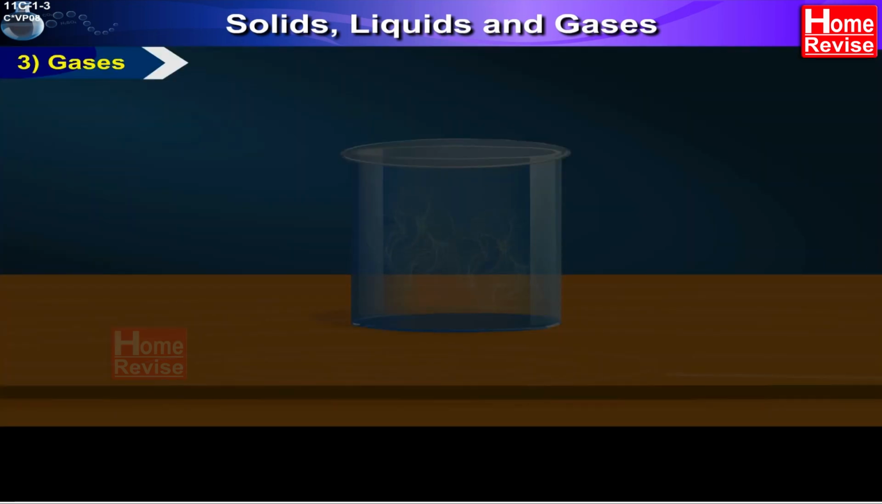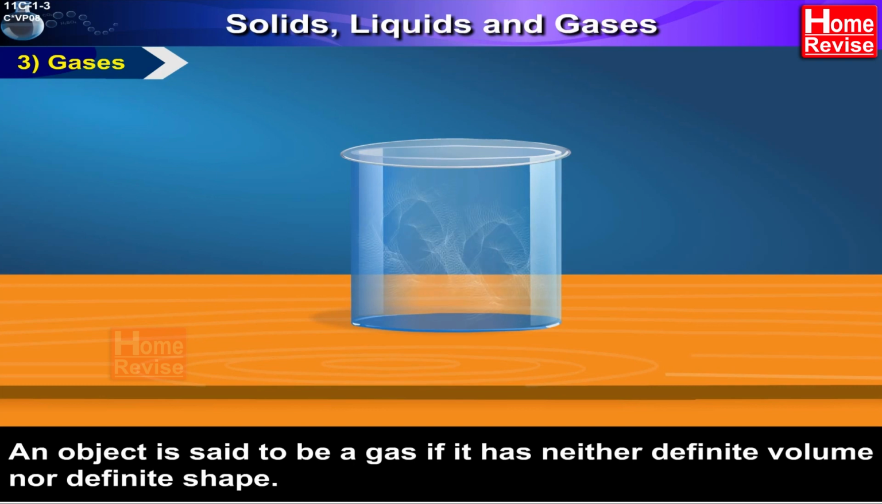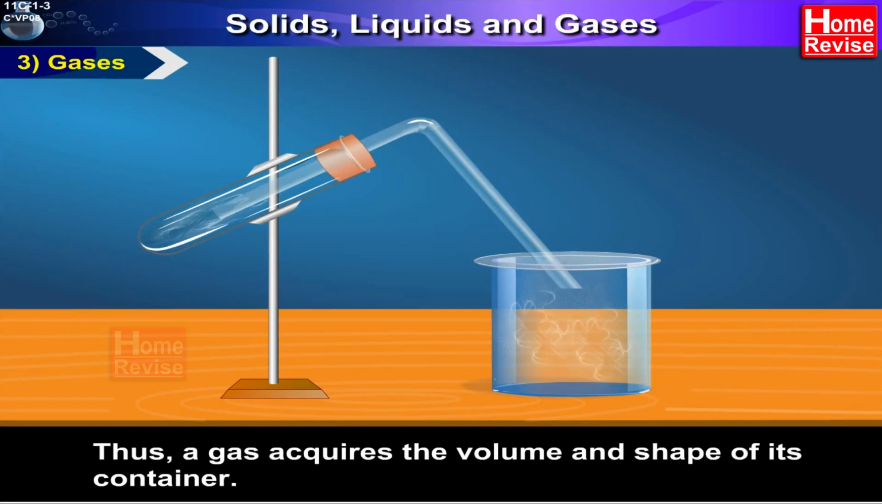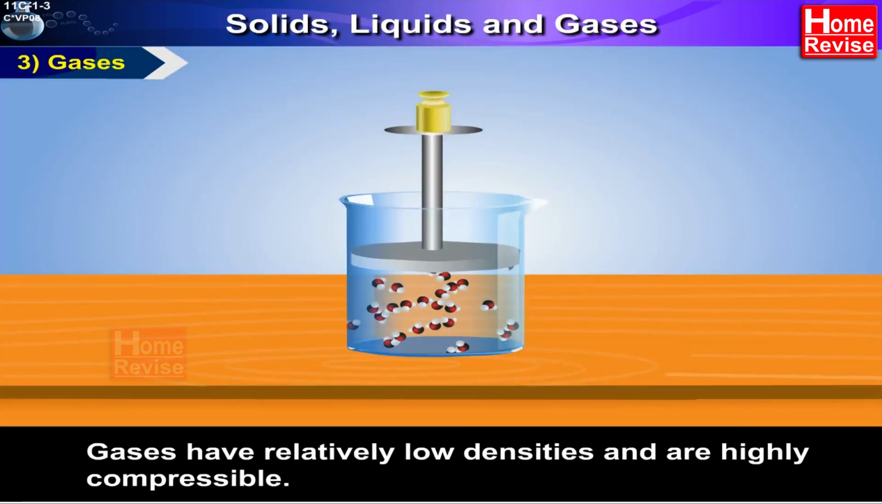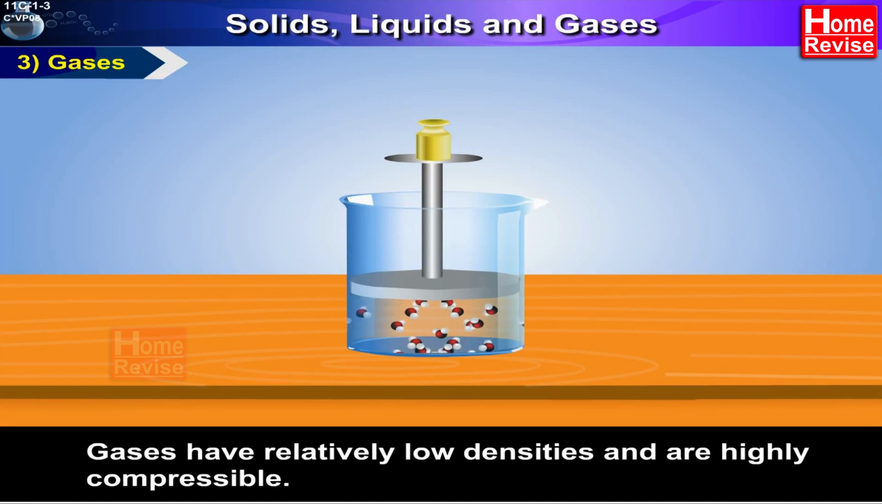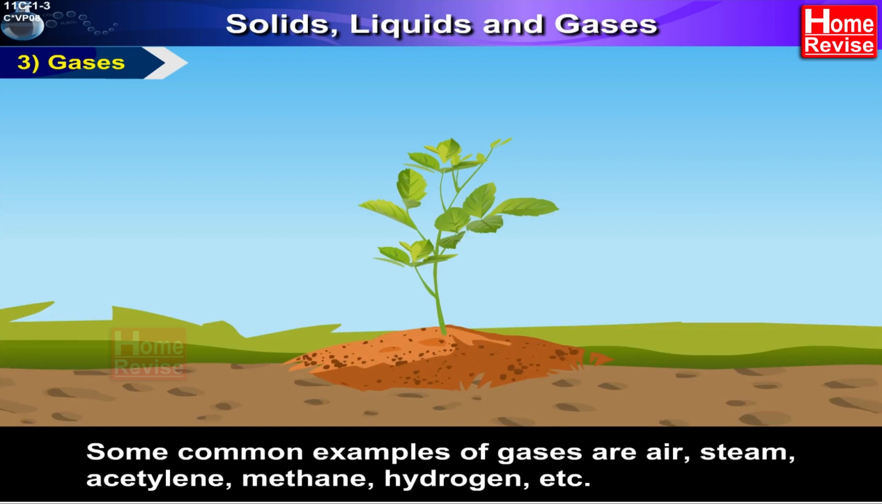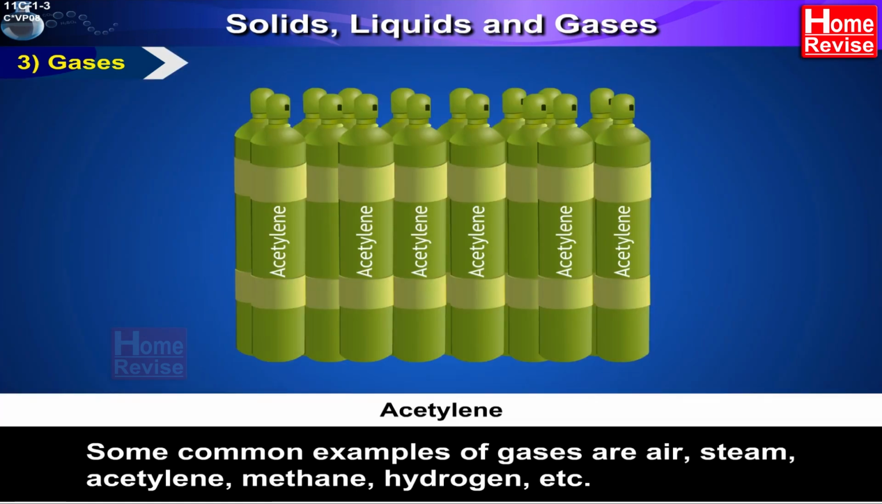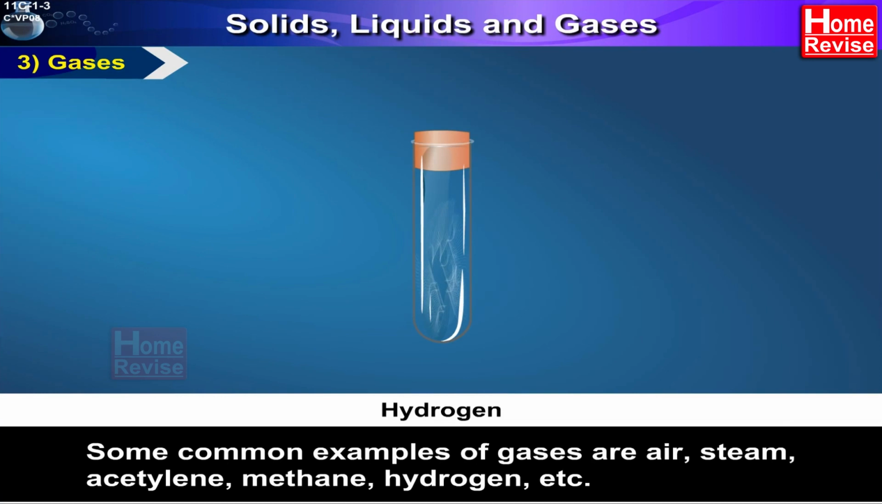3. Gases. An object is said to be a gas if it has neither definite volume nor definite shape. A gas occupies the whole of the space that is available to it. Thus, a gas acquires the volume and shape of its container. Gases have relatively low densities and are highly compressible. Some common examples of gases are air, steam, acetylene, methane, hydrogen, etc.